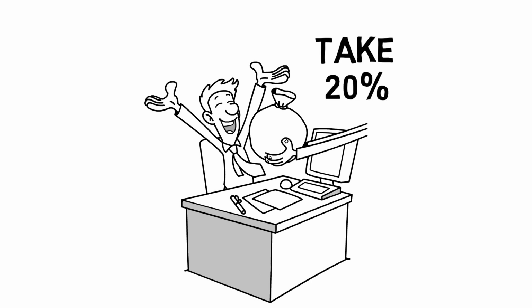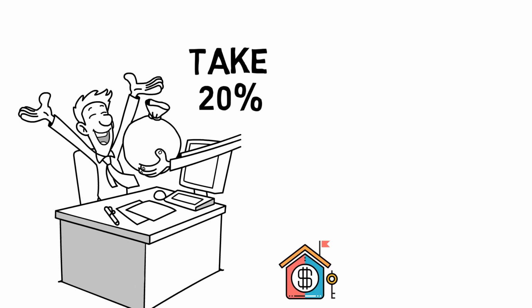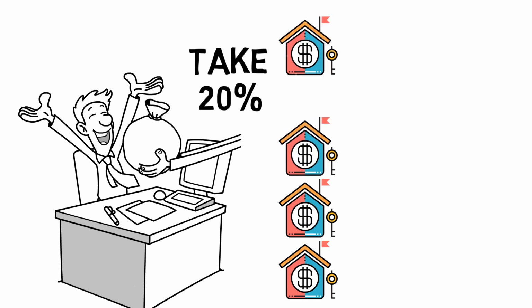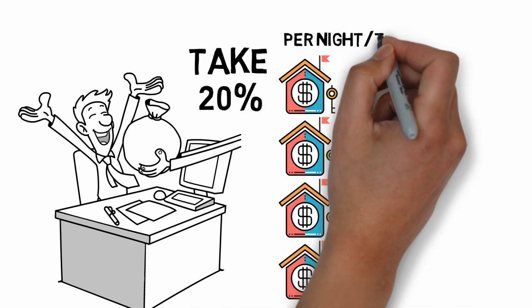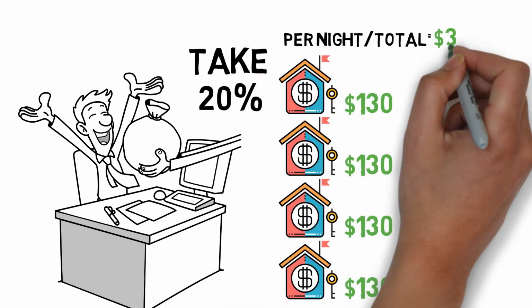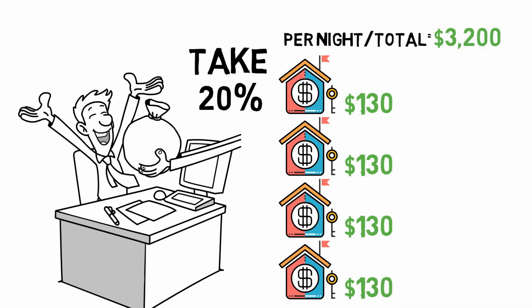Let's say you just take 20% of the rental income, so you're already offering a cheaper rate than the market average. If you've got 4 houses you manage, and they're going for say $130 per night each, or $4,000 per month that is, then that's $3,200 you take home monthly in total. All you're doing is checking guests in and out and cleaning the place between guests.